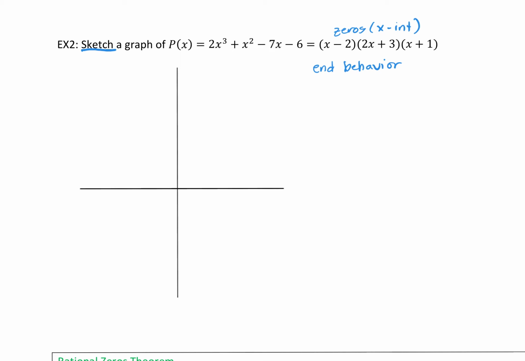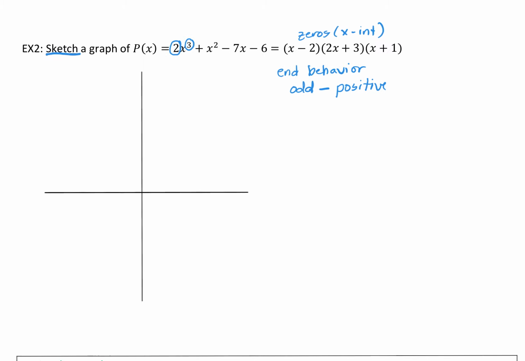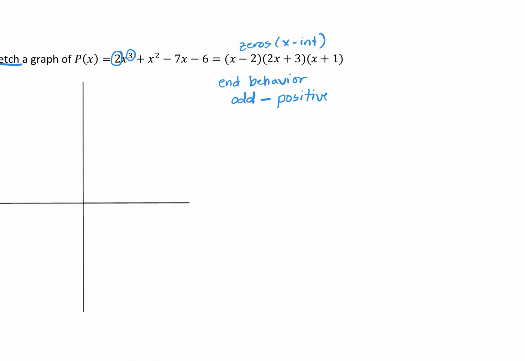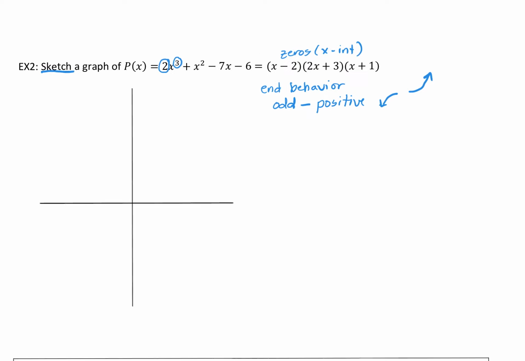So the end behavior, remember what we're looking at. We're looking at the degree, and in this case, it's 3, which is odd. And then we're looking at the leading coefficient to see if it's positive or negative. Our leading coefficient is 2, so it's positive. So since I have odd positive, I know what my end behavior is going to look like. It's going to go from negative to positive infinity.